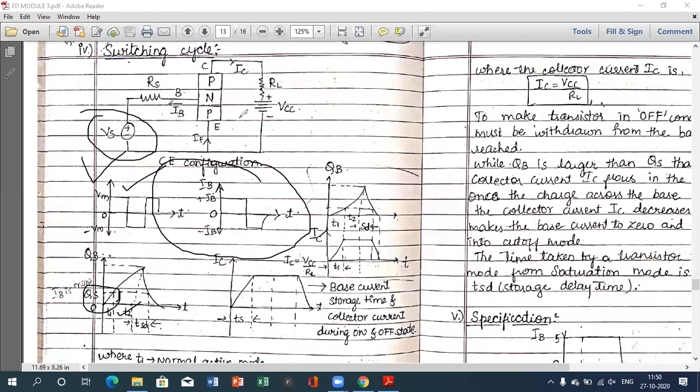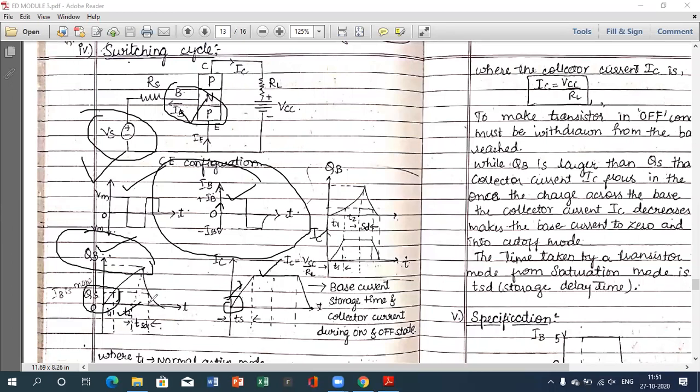At this time, the collector current IC also starts increasing. Here it is at 0 and particularly starts increasing. When the base current is increased to a maximum value, IB, at that time the charge stored across the base of the PNP transistor will be QB. When the maximum charge is stored across the base, the collector current reaches saturation. QB is the maximum charge stored across the base.